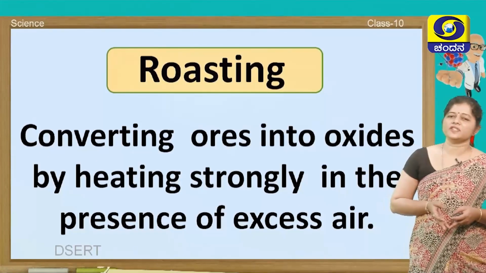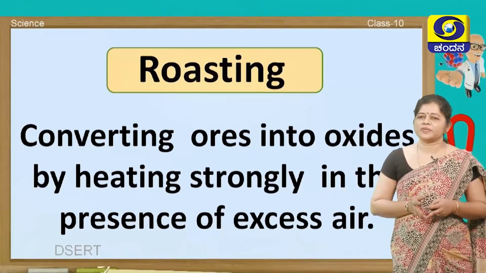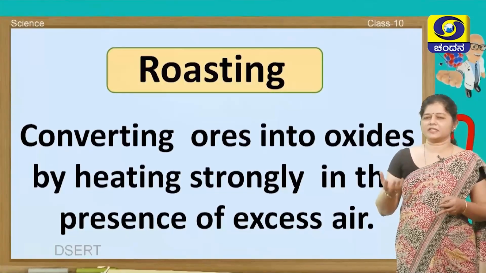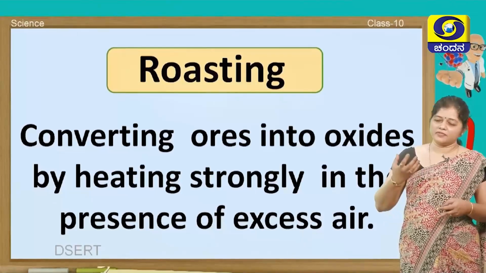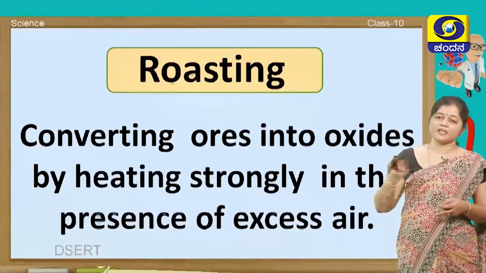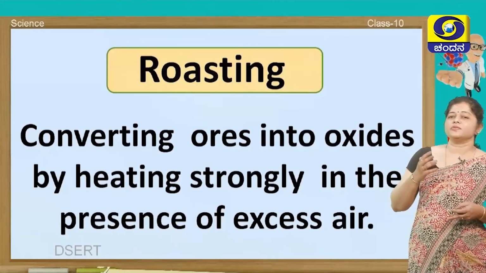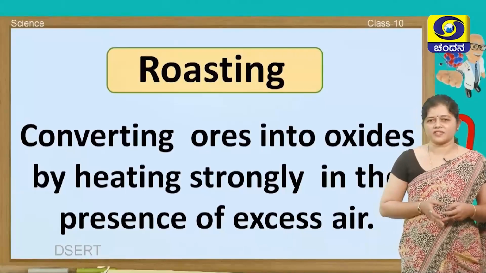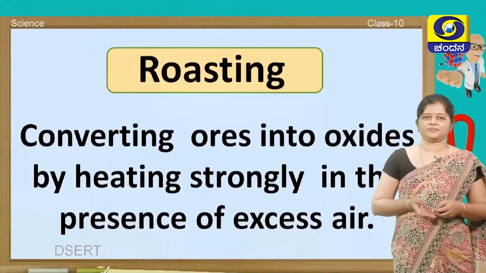So, here what we do is we convert the ores into oxides by heating them strongly in the presence of excess of air. So, whatever impurities are present in the ore, the soil impurities, the physical impurities, they are removed, and from that also you have the oxides, the compounds. So, from that you have to separate the metals. So, for that the first process is you convert the ores into oxides. One process is by roasting, that is heating it strongly in the presence of excess of air.